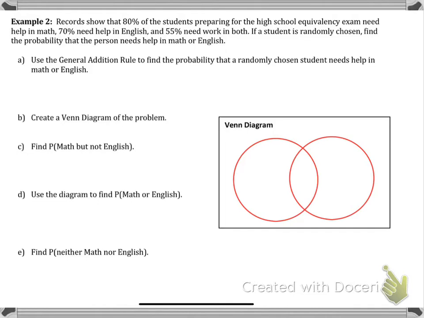So first it says use the general addition rule to find the probability that a randomly chosen student needs help in math or English. So the general addition rule says that the probability that a student needs help in math or English, I'm going to use M for math and E for English, is going to equal the probability that a student needs help in math plus the probability that the student needs help in English minus the probability that the student needs help in both.